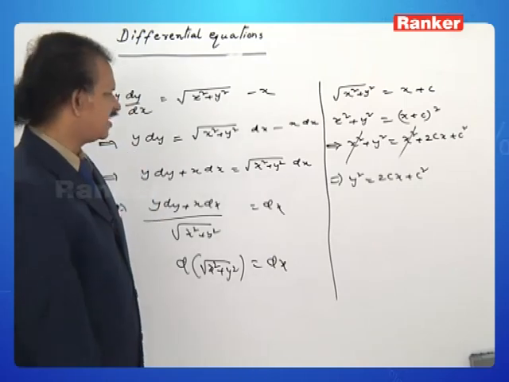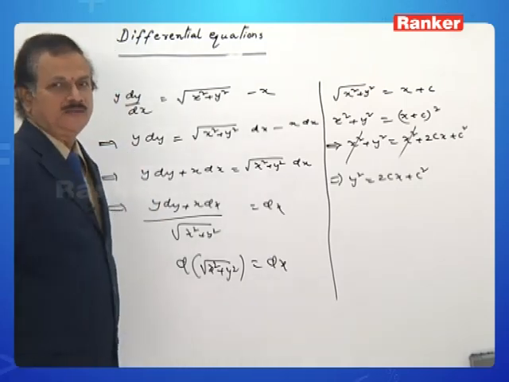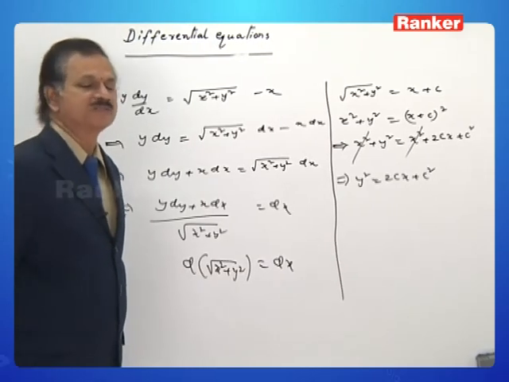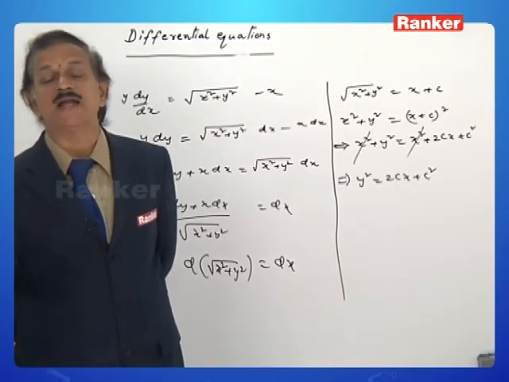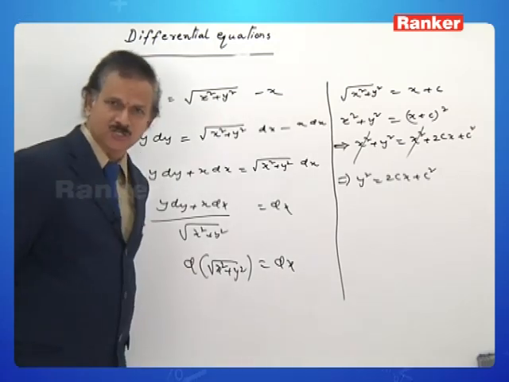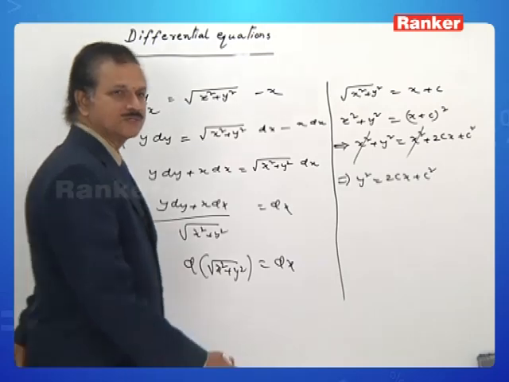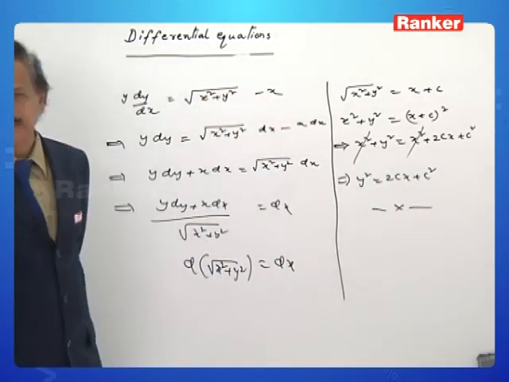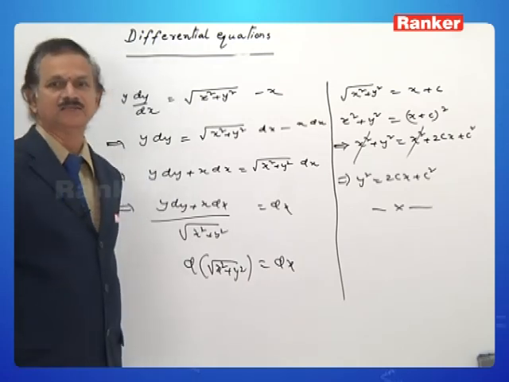So what is the right option to be chosen? The solution of this differential equation represents a system of parabolas. That is the right answer. And if you want to have the general solution, the general solution is y square is equal to cx plus c square. That's it. That is the answer.